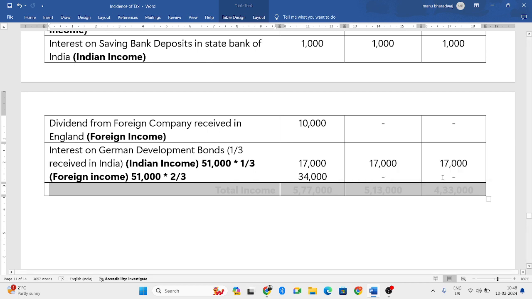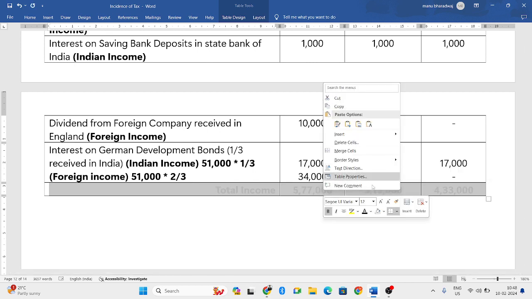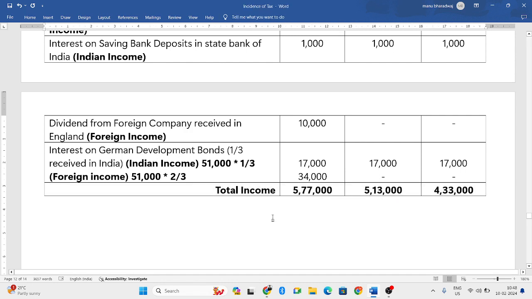When you add all the columns, you will get the total income. So the total income for ordinary resident will be 5,75,000. For not ordinary resident, it is 5,13,000. And for non-resident, it is 4,33,000. This is how you need to solve the problem. Hope you have understood how to solve the problem.